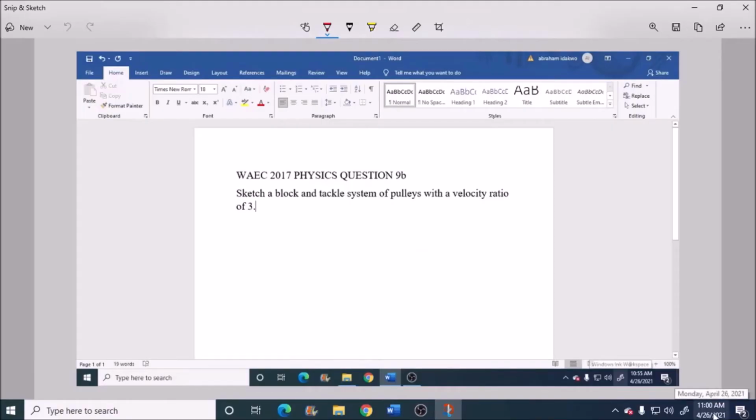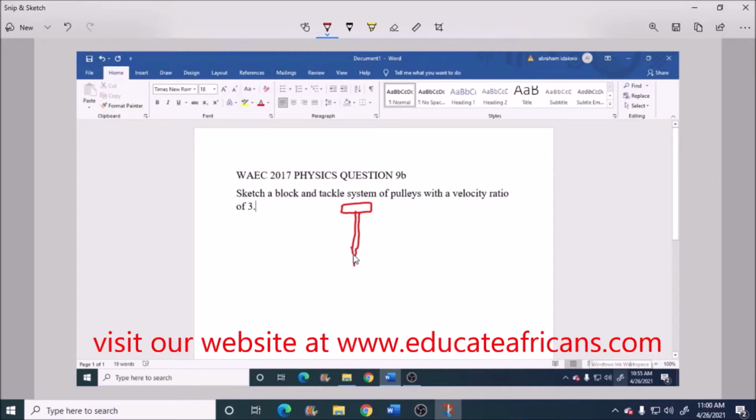Hello and welcome. Today I will be answering WAEC 2017 physics question number 9b. The question says sketch a block and tackle system of pulleys with a velocity ratio of 3. So right away we just draw from here. Just a rough sketch. It might not be drawn to scale, but this is the way it looks like.